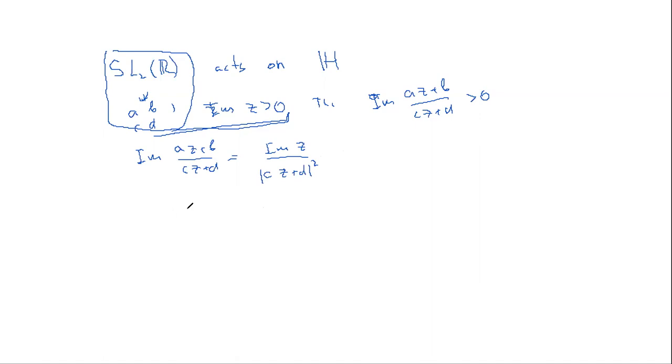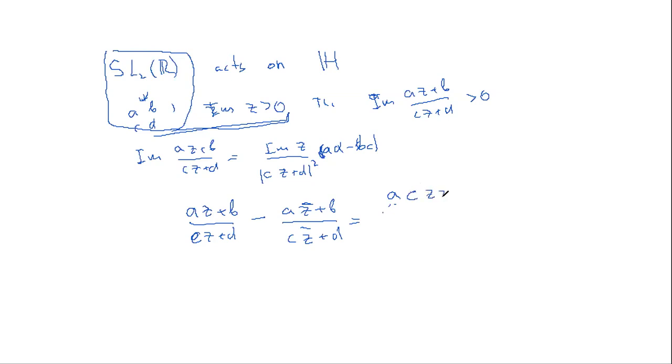Okay? So I shall take (AZ plus B) over (CZ plus D) minus (A Z bar plus B) over (C Z bar plus D). Here I use that A, B, C, and D are real. Okay, sorry, there's a wrong formula: the numerator is AD minus BC. And this is just calculation. Okay, do you believe me or shall I continue? Okay, let me continue.